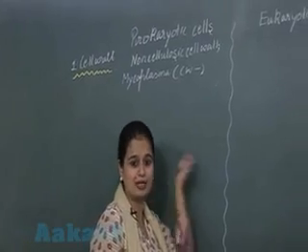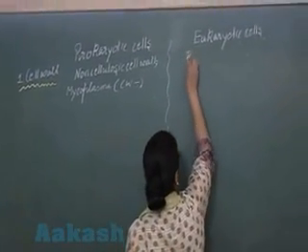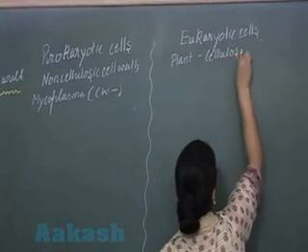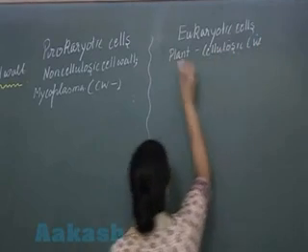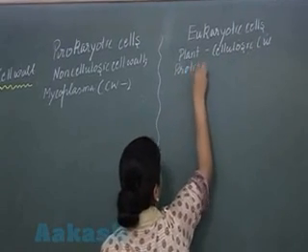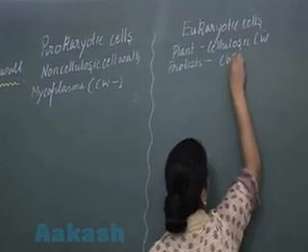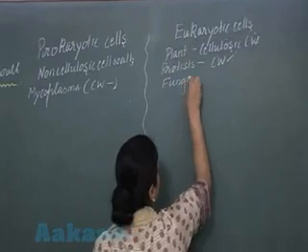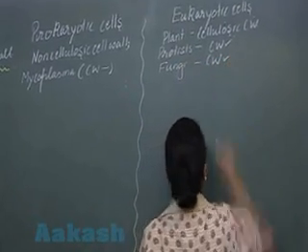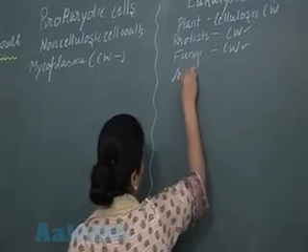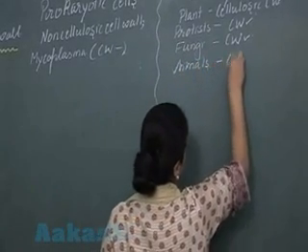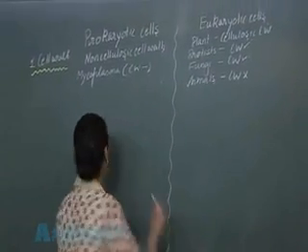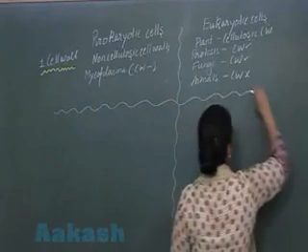Now coming to the eukaryotic cell, it is very well known to you. If it is a plant, a cellulosic cell wall will be present. Protists, again the cell wall is present. Fungi, cell wall present, and in the case of the animals, the cell wall is absent. So after this, now coming to the next difference.